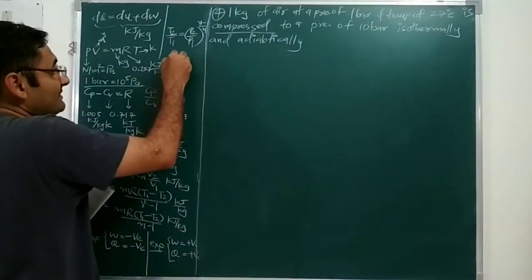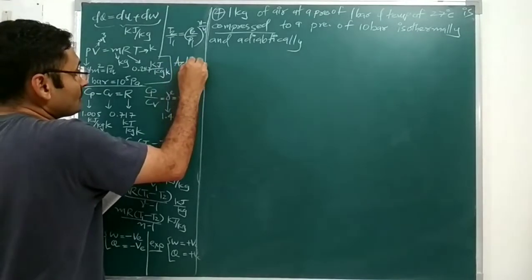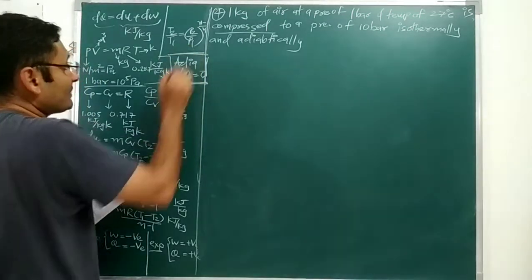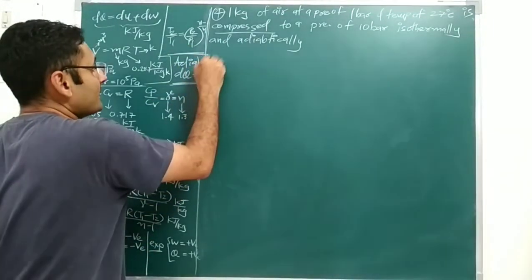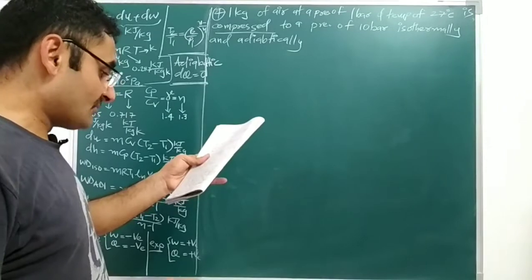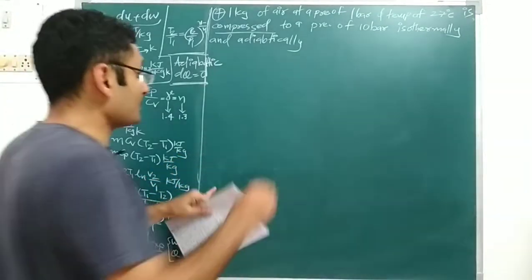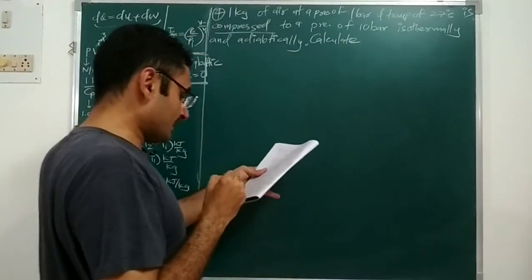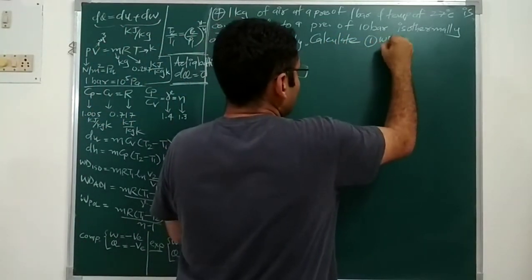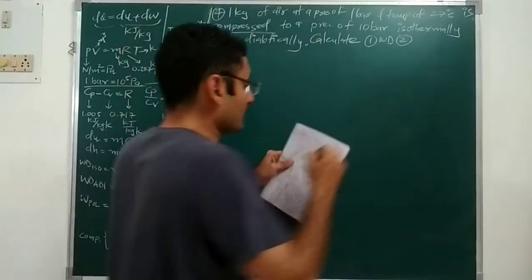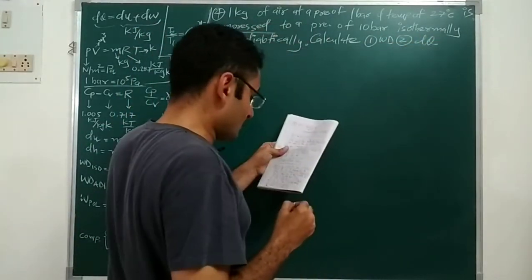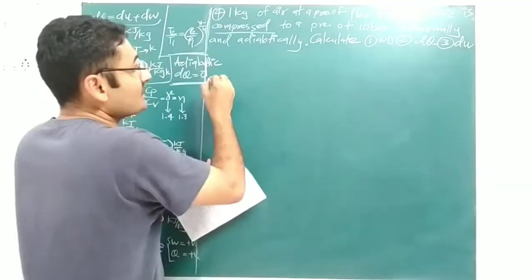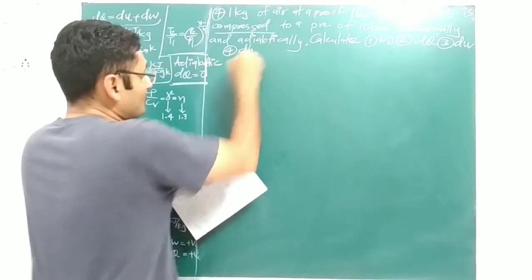So for the adiabatic process, remember one thing: dQ equals zero, because in an adiabatic process heat transfer is zero. Isothermally and adiabatically, then which things do you have to calculate? First, work done. Second, heat transfer dQ. Third, change in internal energy dU. Fourth, change in enthalpy dH.